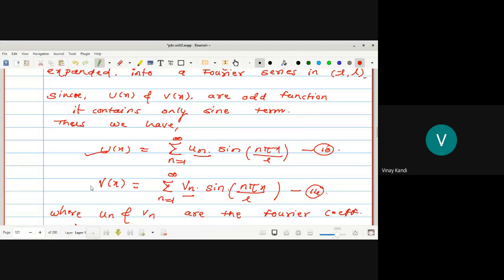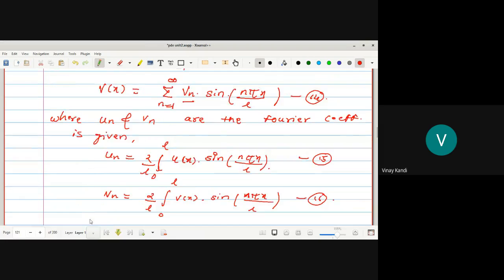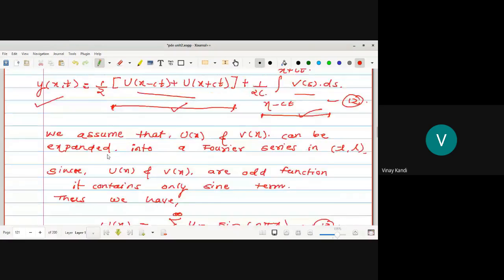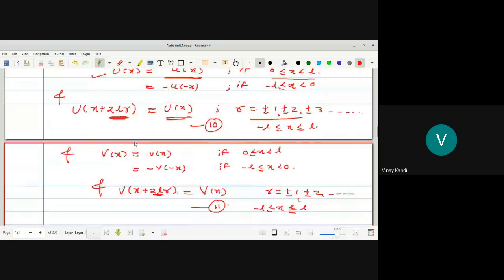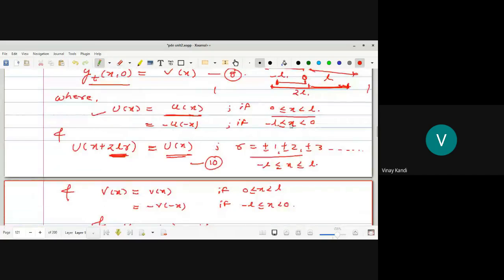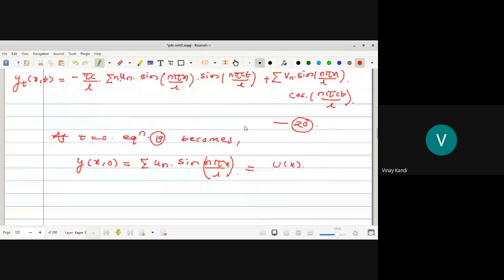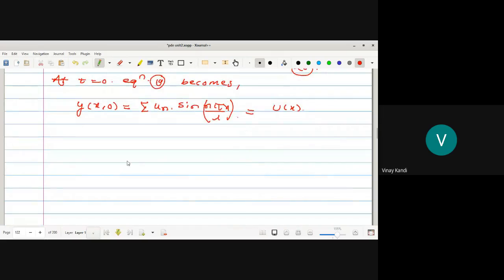आहे का? येस, कॅपिटल u ऑफ x. ओके, पण हा कॅपिटल u ऑफ x कसा डिफाइन केलेला आहे फॉर फायनाइट लेंथ? कसा डिफाइन केलेला आहे हा स्मॉल u ऑफ x? ओके, u of x but for 0 less than x less than l, okay.